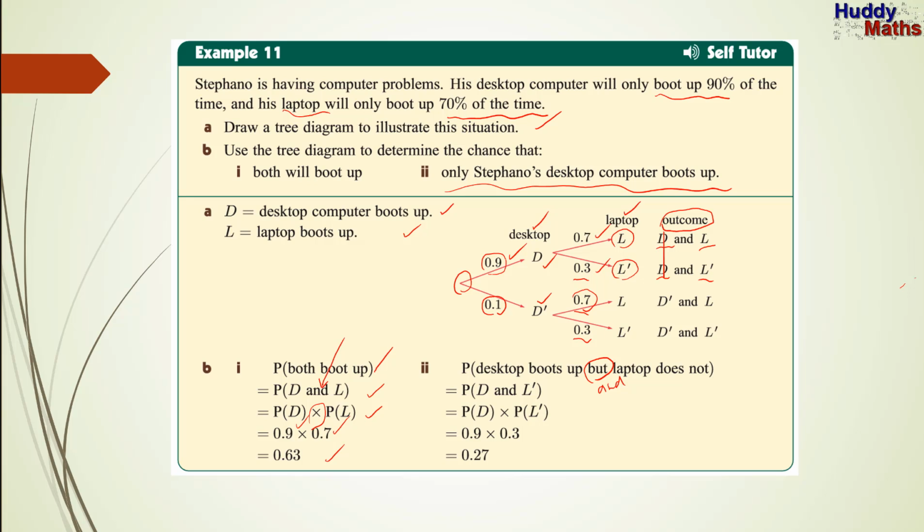So that's D and not L, L being a laptop booting up, so L prime or L dashed is laptop not booting up. Because we've got "and", we want both of them to occur, so it will be timesing. So it's a probability, where is it up here? It's this situation here. So we will say it's 0.9 times 0.3, 0.27. Do you get the idea?